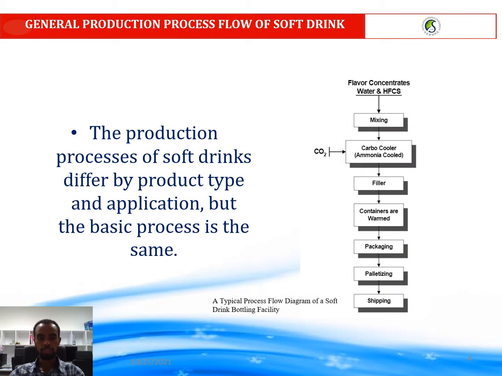When we come to the general production process flow of soft drinks, the production process differs by product type and application, but the basic and general process is the same. So it has a flavor or concentrate and water tank. After that there will be mixing, and there will be a carbonizer. Here we use carbon dioxide. Then it will be filtered. Next, the filtered drink will go to the containers that are warmed. Then packaging, palletizing, and finally shipping. So this is just a typical process flow diagram of a soft drink bottling facility.